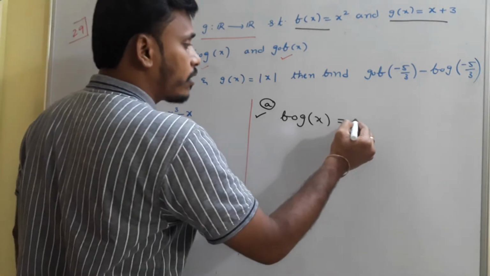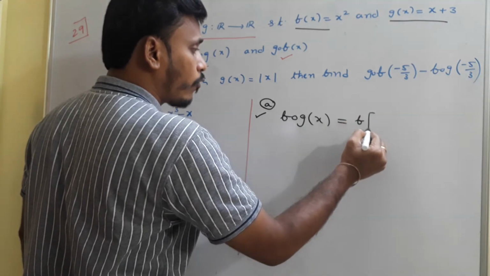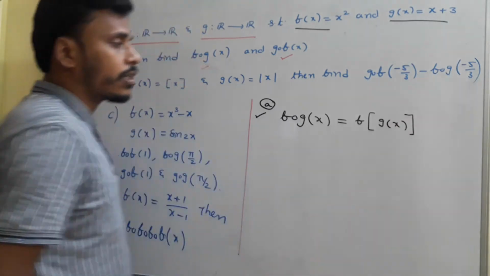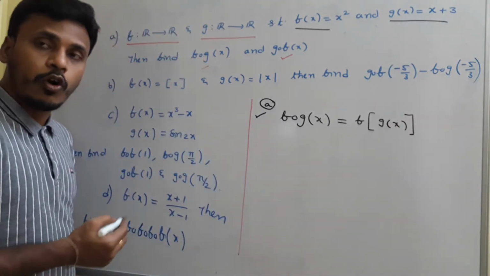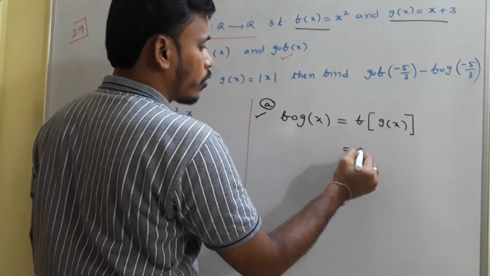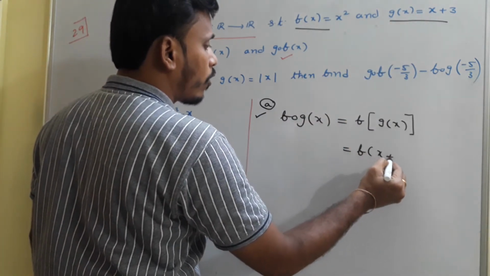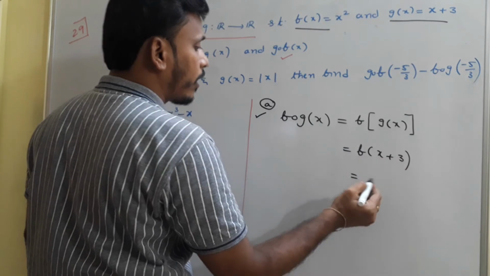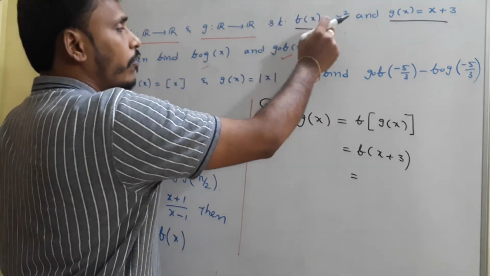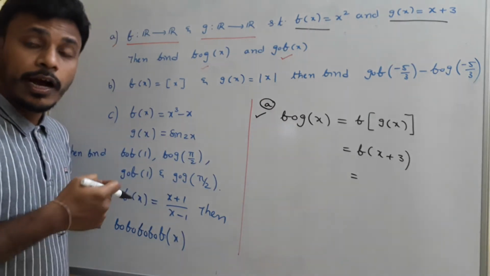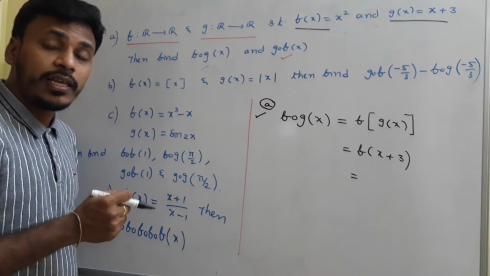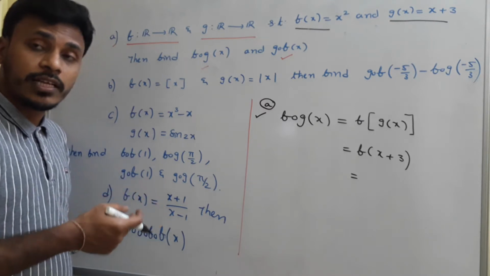Right. f circle g of x is simply nothing but f of g of x. As per the definition, f circle g of x is f of g of x. And we have g of x as x plus 3. So this is equal to f of x plus 3. Right. f of x plus 3 we need to express. Just look here. f of x is x square. Observe it. f of x is x square. f of y is y square. We need to replace x with y.